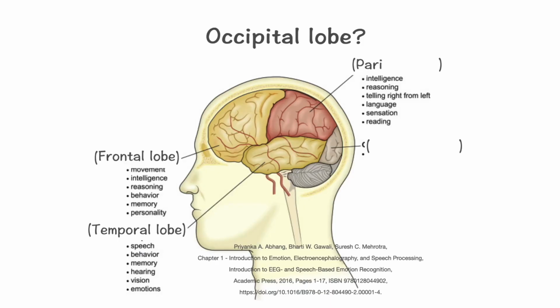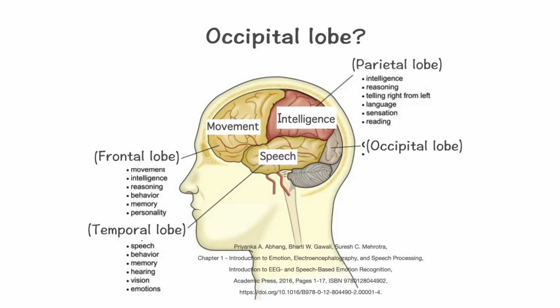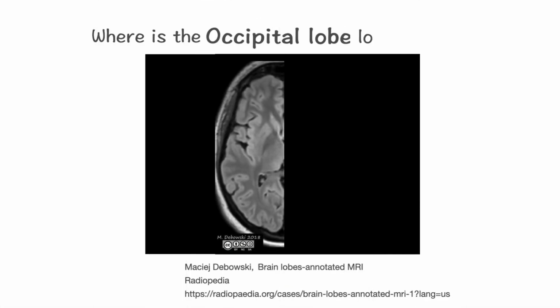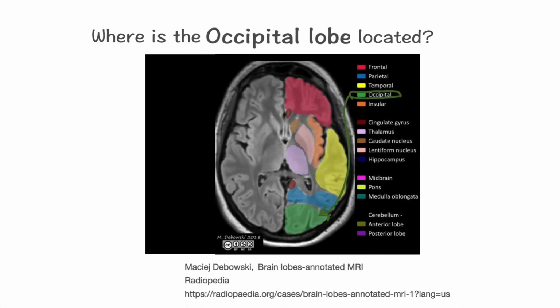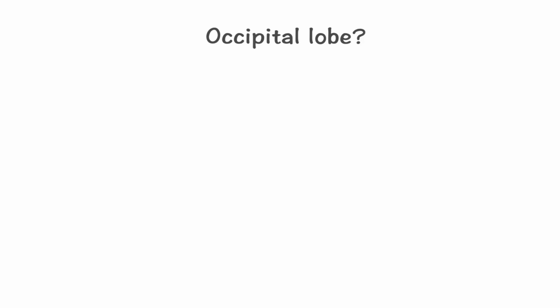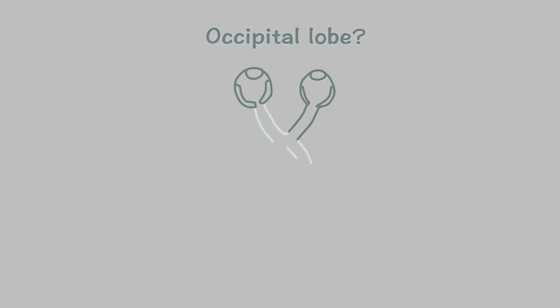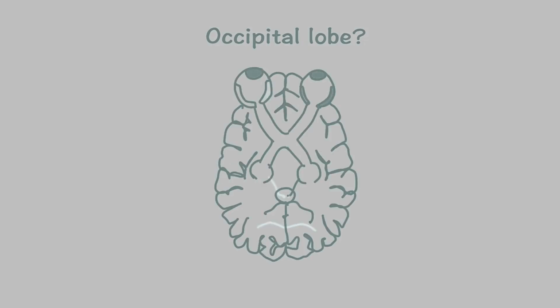Frontal, temporal, parietal, and occipital lobes. In this 6th video, let's focus on the occipital lobe. Where is the occipital lobe located? It's at the very back of your skull. What does it do? The occipital lobe processes visual information like color, form, and motion.